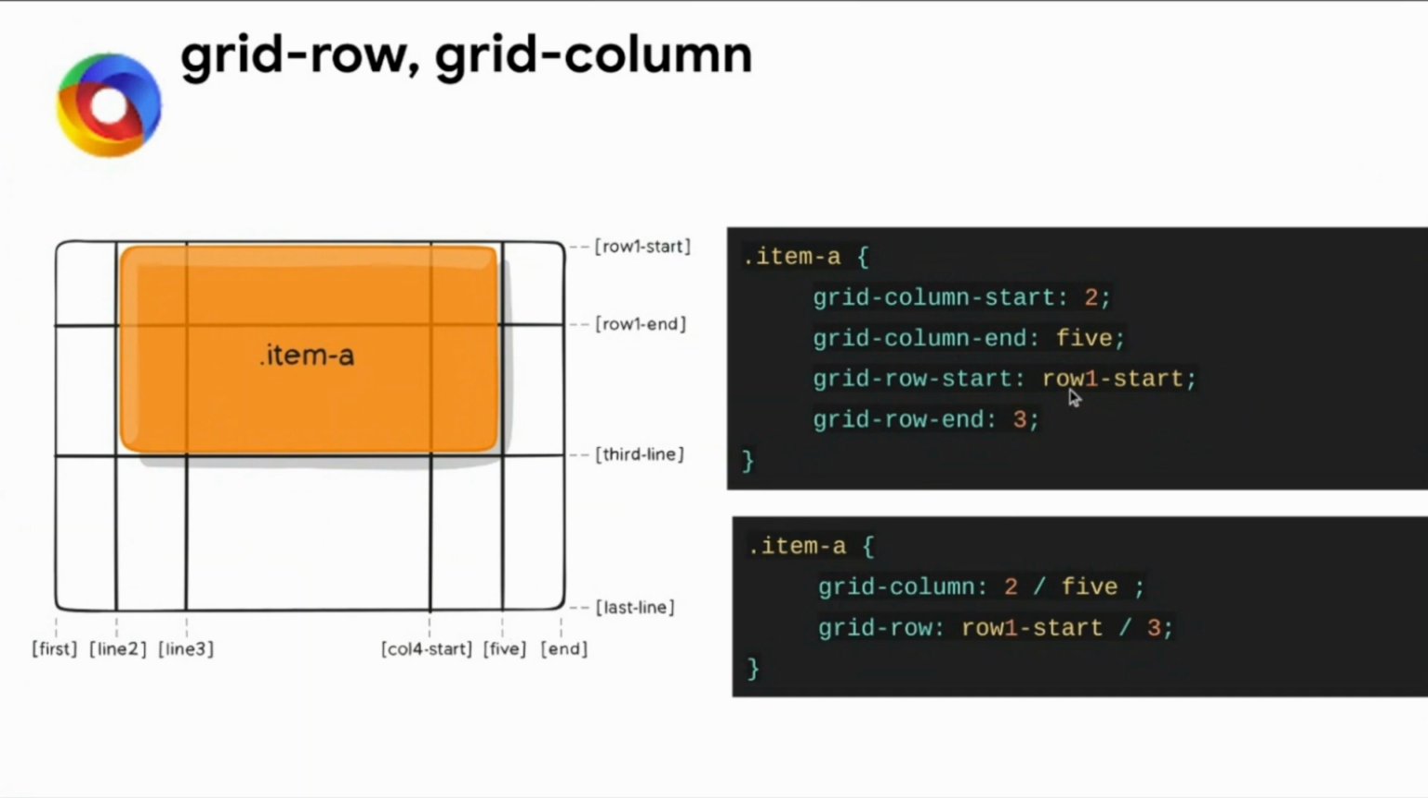Similarly, grid row start is row-start, which is the first row line we have given, and it ends at row 3. So that's how we can add one item. Item A is automatically added here.